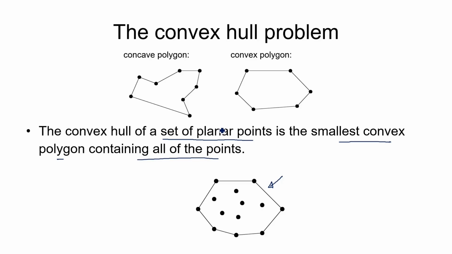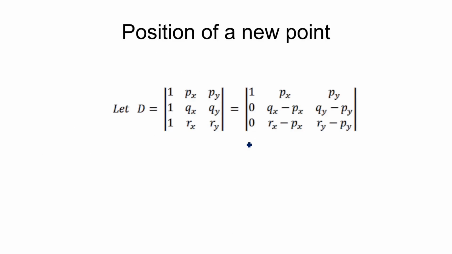So the input is a set of planar points. In our example, we will consider Cartesian coordinates of two-dimensional points. So today we will discuss the Quickhull algorithm to find the convex hull from a set of points. But before we start analyzing the algorithm, we need to discuss some concepts of geometry.